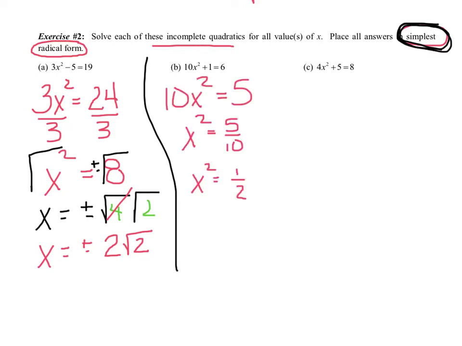So here's what I've got so far. I subtracted my 1, I got 5, divided by 10, I got 5/10, and I simplified that first. I got 1/2 then. All right, so now I'm going to take my square root. I'm going to square root this side, and when I square root this side, I need a plus and minus.